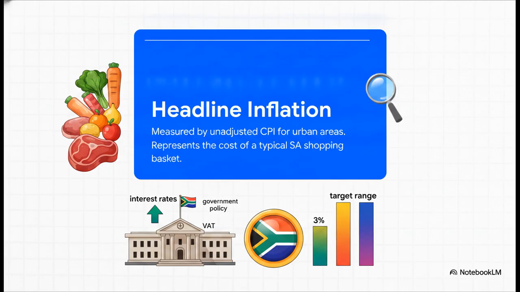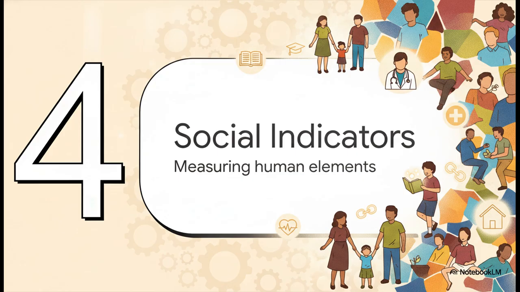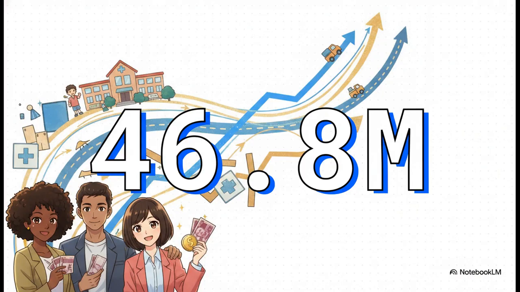They aim to keep it strictly between 3% and 6%. A quick tip for Section B of your exam: if you see CPI breaching that 6% target, be ready to explain how the Reserve Bank might raise interest rates to cool things down. All right, Section 4, we're switching gears from economic production over to the human element, essential social indicators.